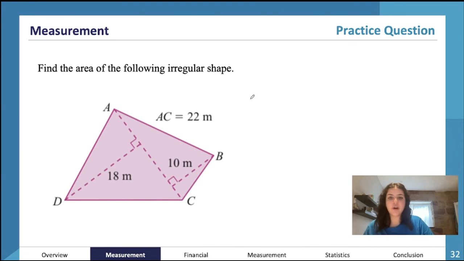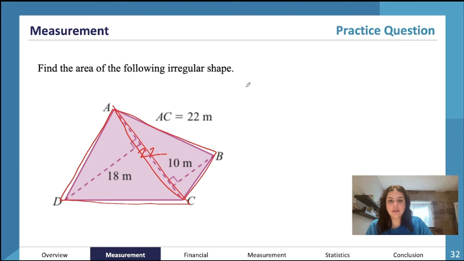All right, find the area of the following irregular shape. So let's first have a look at what we've been given. It looks like we've been given 2 triangles. So we're going to find the area of these 2 triangles. We're going to add them together. AC equals 22 meters. This middle line here is 22 meters. Area of a triangle, half times base times height.